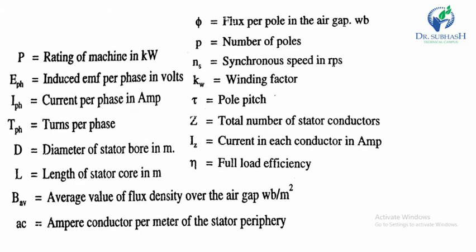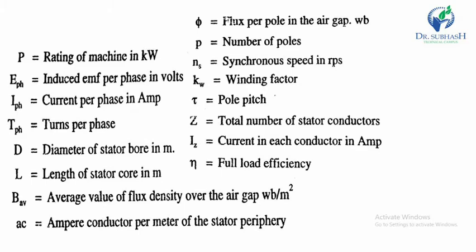D, which is the diameter of stator bore in meter. In some cases, we neglect the length of air gap, so we use D as the diameter of rotor. L, which is the length of stator core. Actually, the length of stator core L is the gross length. And sometimes we use a net iron length, which is called Li. Bav, which is the average value of flux density over the air gap, and the unit of flux density is Weber per meter square.